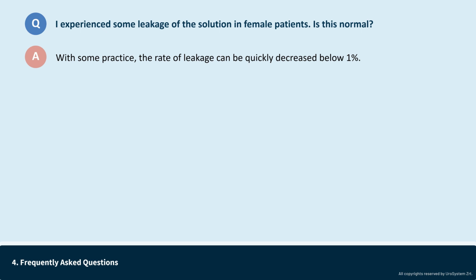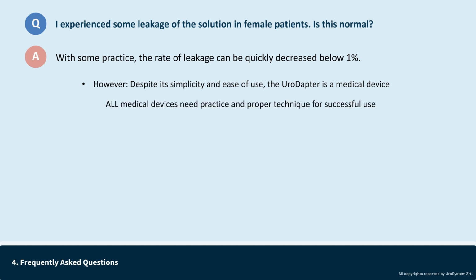However, due to the UroDapter's simplicity and logical design, new, inexperienced users who are unfamiliar with the device may attempt to use it without understanding the proper technique. And simply inserting the UroDapter into the urethral opening and pushing the syringe could lead to unsuccessful attempts. Despite its simplicity and ease of use, the UroDapter is a medical device that requires some practice and proper technique for successful application, just like any other medical device.